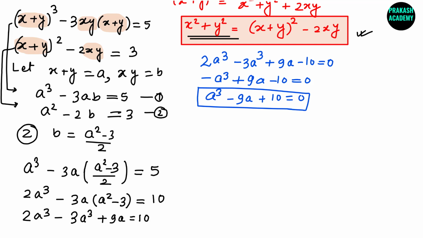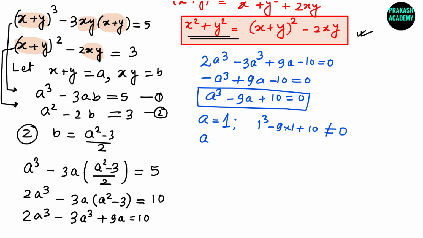So now this is a cubic equation. How will you find the solution of this equation? One solution you can find using the guess or hit and trial method. So let us have some guess. Let us try a equals 1. So this will become 1 cubed minus 9 into 1 plus 10, which is not equal to 0.